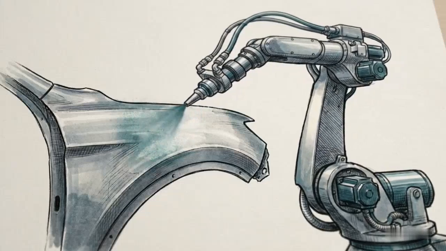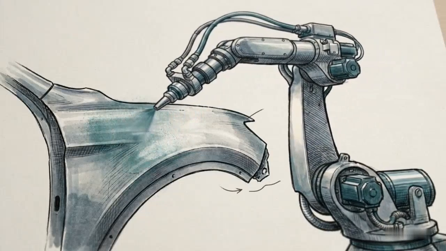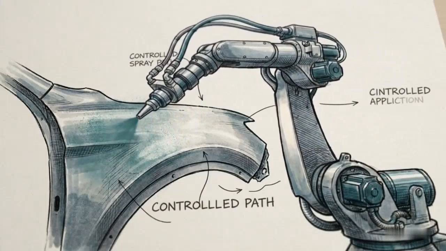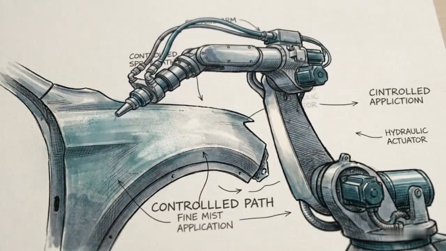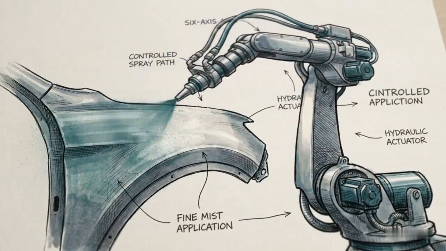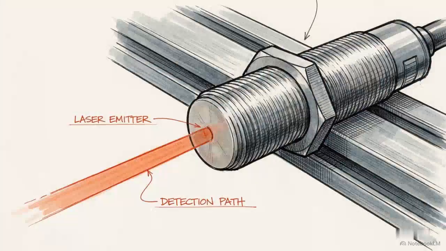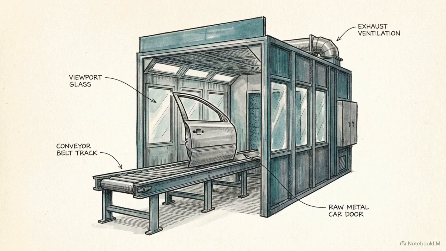Building an industrial automation sequence requires precise control over time. Our challenge today is to automate a multi-step manufacturing process from start to finish, relying on just a single sensor to trigger the entire operation. We will use a paint spray booth as our example.